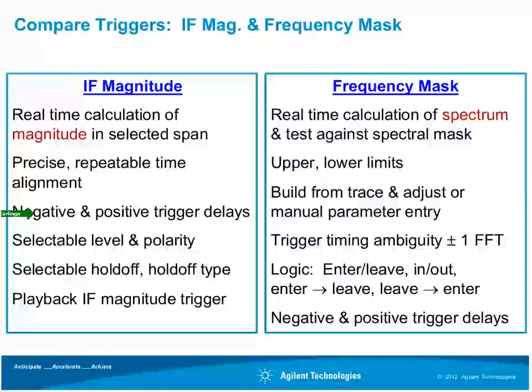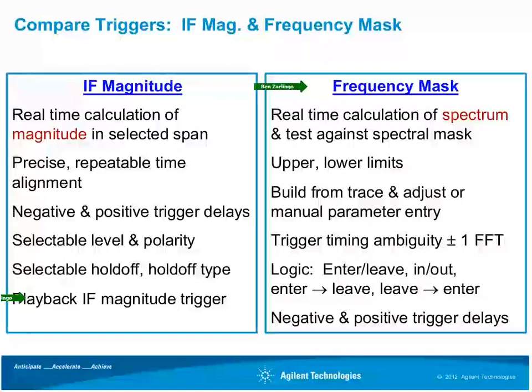This also provides negative and positive trigger delays, which can allow you to see a signal that caused the trigger, to analyze behavior from before or after the trigger, and this is available with selectable level and polarity. Finally, if you're doing time captures, this magnitude trigger is actually available on captured signals.